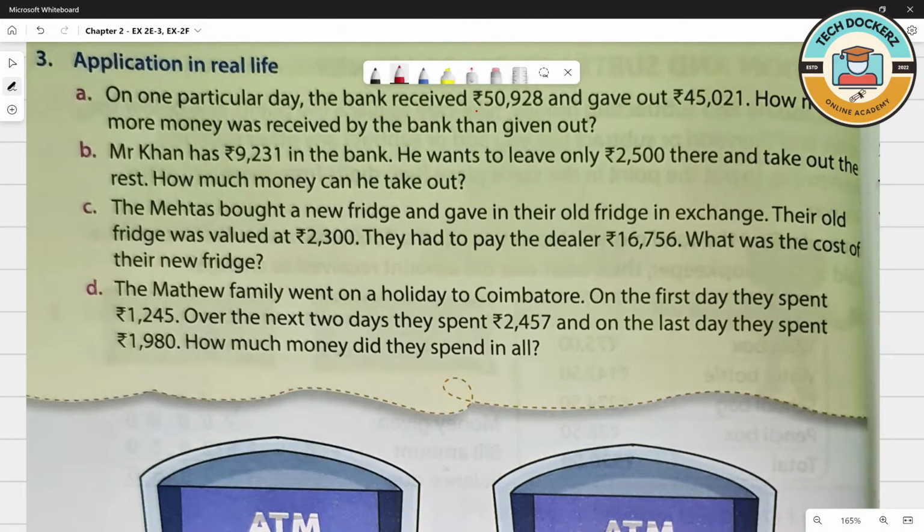Let's solve question number 3b. Mr. Khan has 9,231 rupees in the bank. He wants to leave only 2,500 there and take out the rest. How much money can he take out? So it's a simple subtraction question. The signal word in this question is how much money he can take out. So let's solve this question number 3b.